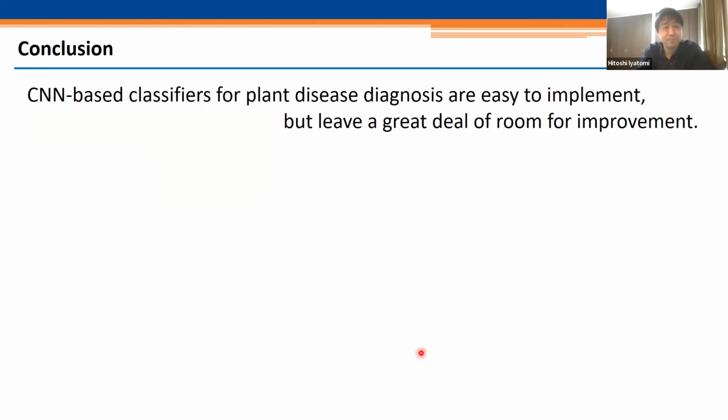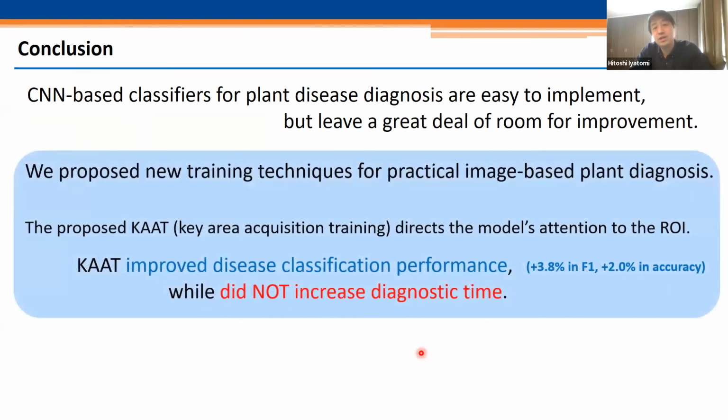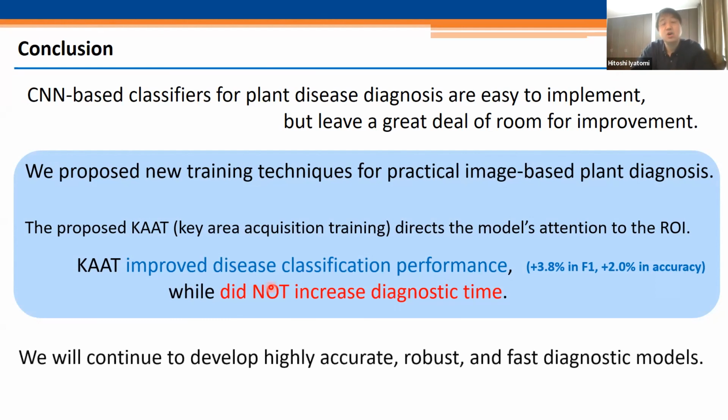Okay. As a conclusion, we provided a new and effective training technique for image-based plant disease diagnosis. The proposed CAT improved the diagnostic classification performance while not increasing the diagnostic time. We will continue to develop highly accurate, robust, and fast diagnostic techniques.